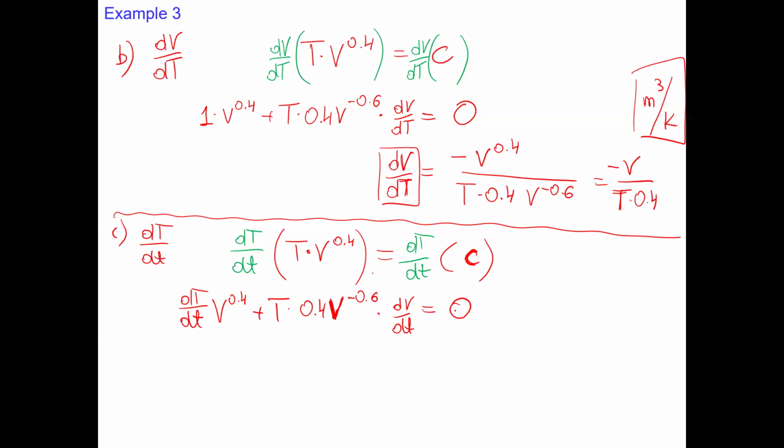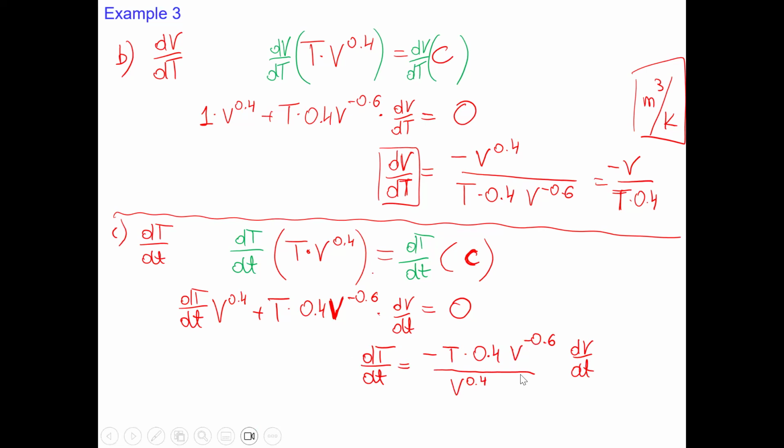And now we just have to solve this equation for the derivative of the temperature with respect to time, and we know what to do. We can move T times 0.4 V to the negative 0.6 times dV/dt, and divide by V to the 0.4.